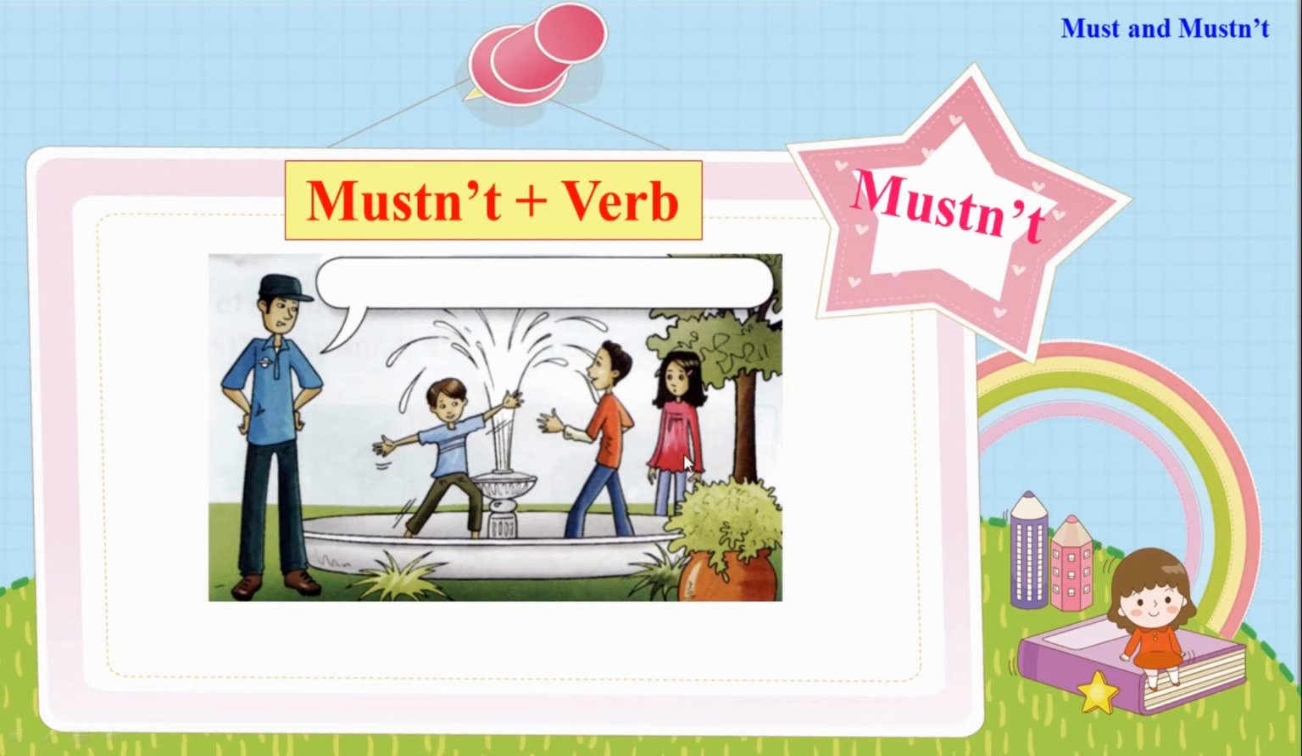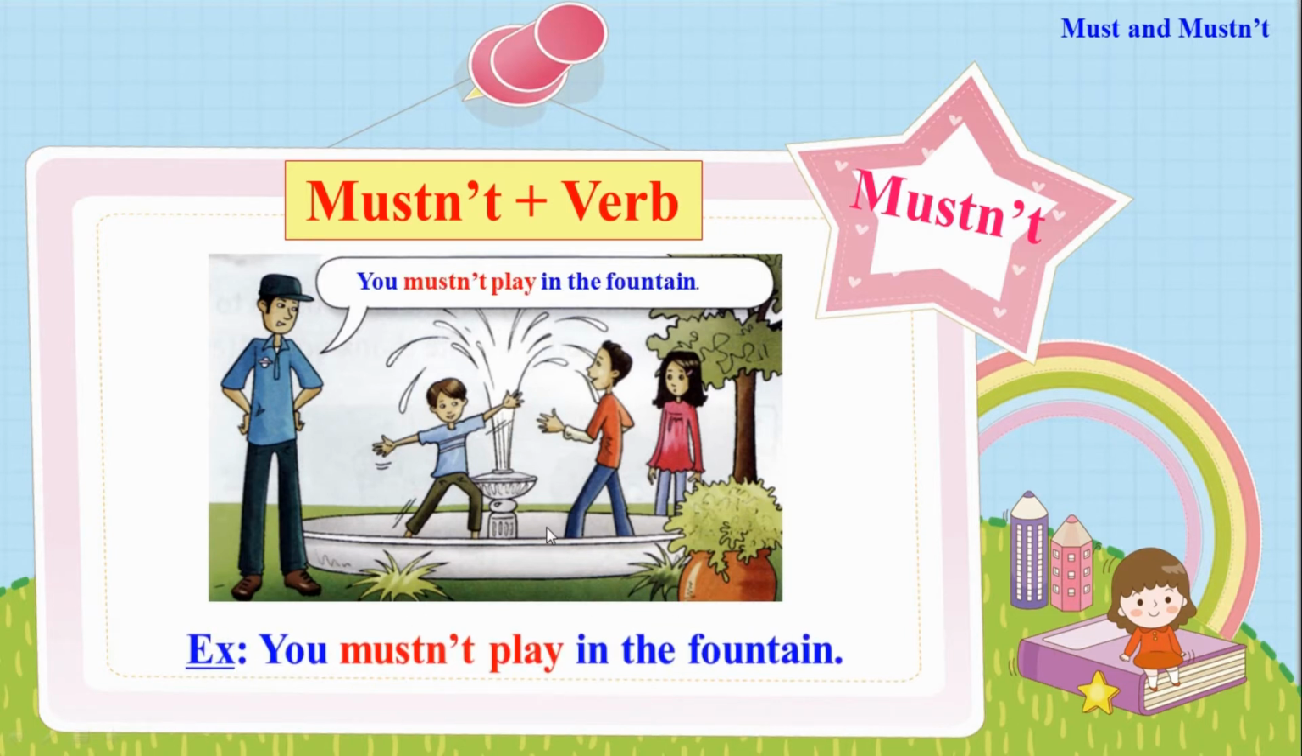Now look at the picture. Can you give me an example? What are the children doing? They are playing in the fountain. So the man says, you mustn't play in the fountain.